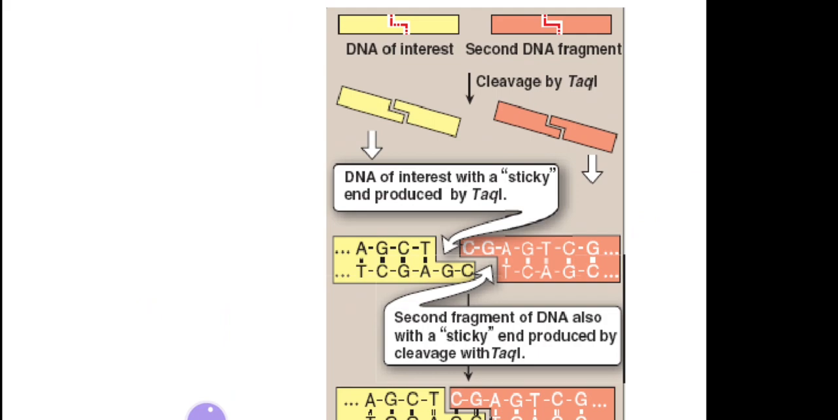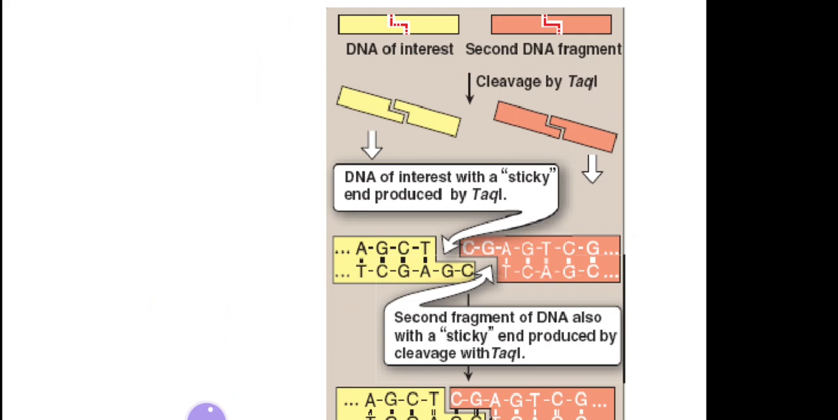So in this diagram, we just wanted to show how the enzymes produce sticky ends, and how the same enzyme used to produce the sticky ends on the second DNA fragment allows them to be ligated, joined to each other. The DNA of interest, the yellow one, and the second DNA fragment, the orange one, are cleaved by the same enzyme, TaqI.